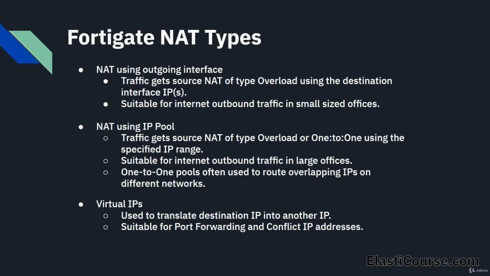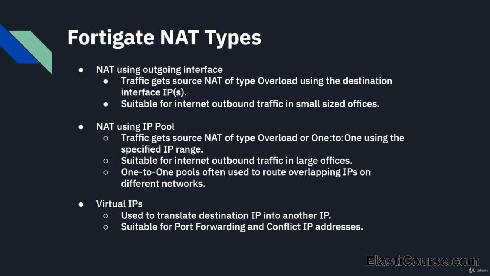Also, you can use an IP pool to make a one-to-one source NAT using a specific IP address, so you can do a specific matching between a source IP address and another source IP address, and the firewall will do all the work of doing the NAT and the reverse NAT, and will make sure this traffic can move between those IP addresses. Also, one-to-one pools are often used to route overlapping IPs on different subnets. If you are using NAT on the source device, then you will be using an IP pool.